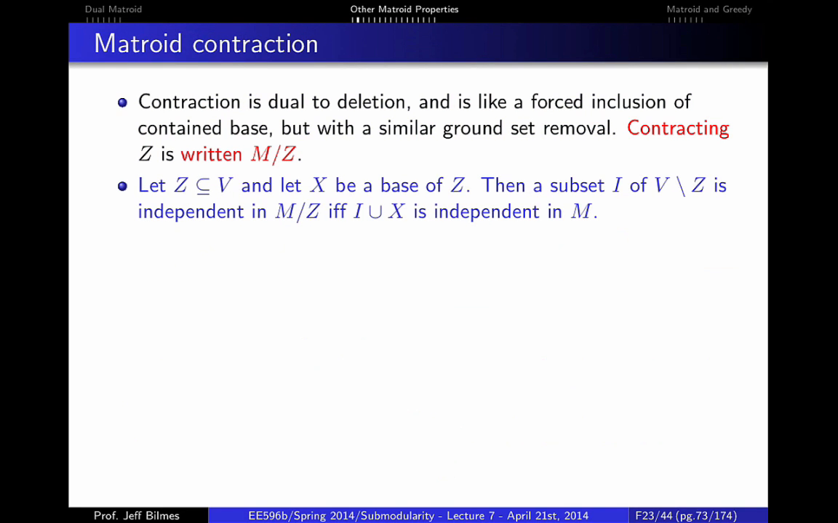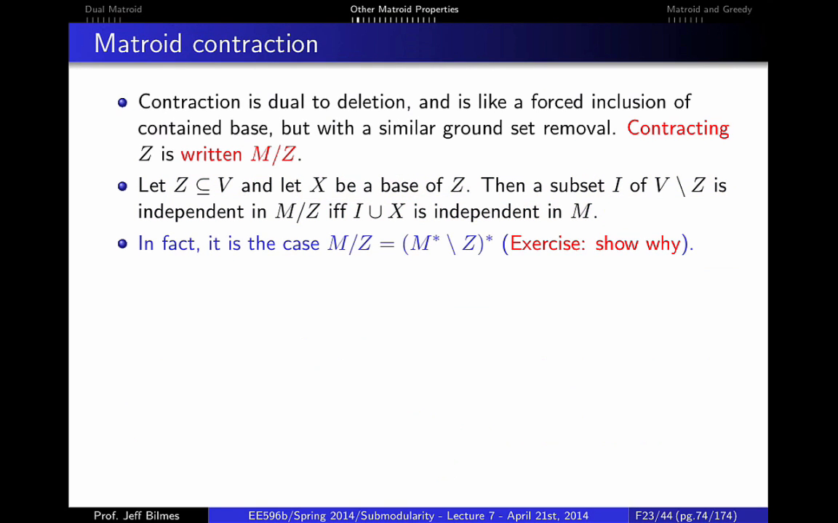So basically, what does that mean? Let's just define that. Let's say that Z is any subset of V. It may or may not be independent. Let's say that X is any base of Z. Then, in some sense, we're removing Z from consideration, and so we can talk about subsets of the complement of Z. Any given subset I of the complement of Z is independent in the contraction if, when we add the base back onto I, it's independent in the original matroid.